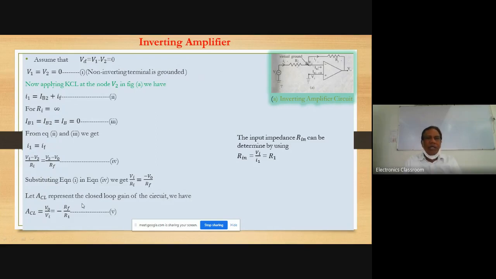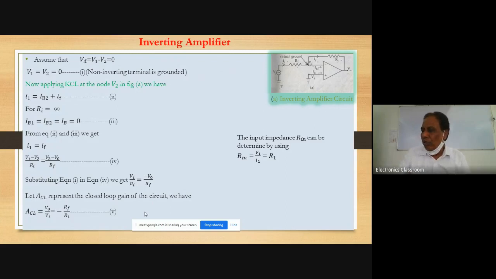We are able to determine that you can set the gain of the inverting amplifier by selecting the factor Rf upon Ri, that is, by selecting the feedback resistance and input resistance. So these are some concluding remarks from the equation of the closed loop gain of the inverting amplifier, that is ACL is equal to Vo divided by Vi is equal to minus Rf upon Ri. This is the equation for the inverting amplifier. This is all about the inverting amplifier, the concept of the virtual ground and the ordinary ground. This much we have seen today.